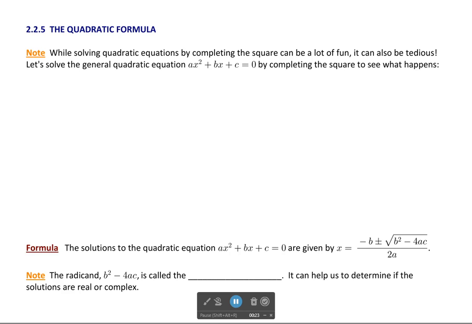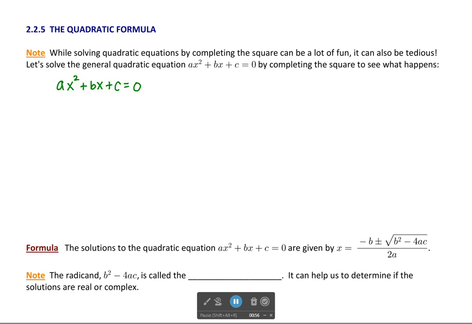You probably agree with that as well. So let's solve the general quadratic equation, ax squared plus bx plus c equals 0, by completing the square to see what happens. So instead of having numerical coefficients here, we have general representatives. My goal is to solve this equation following the same steps that we learned in the previous video, completing the square.